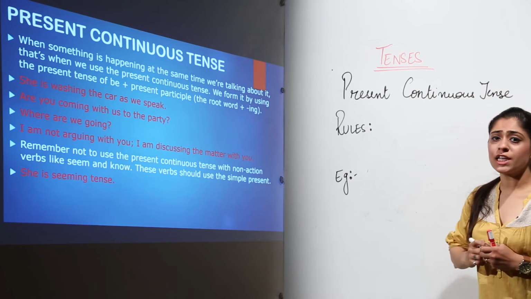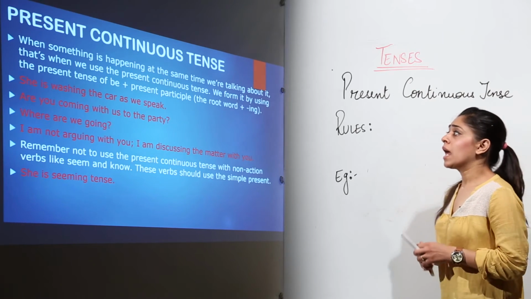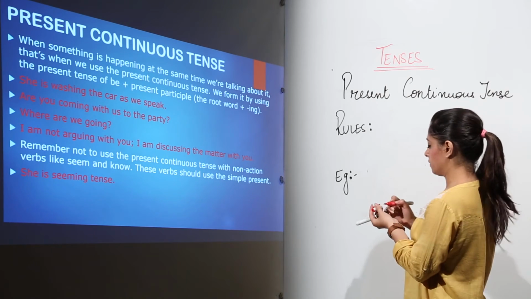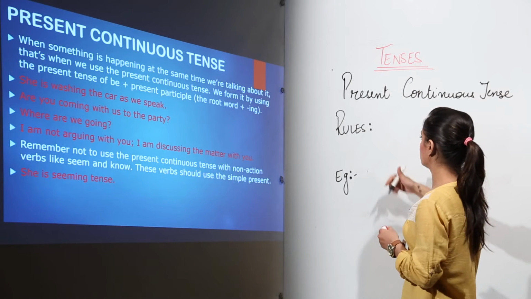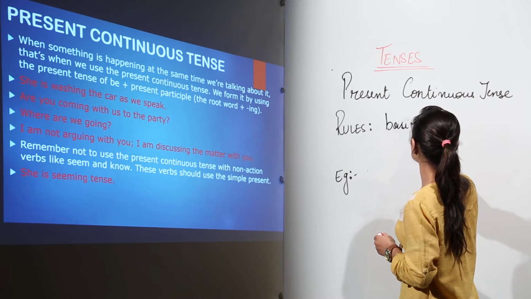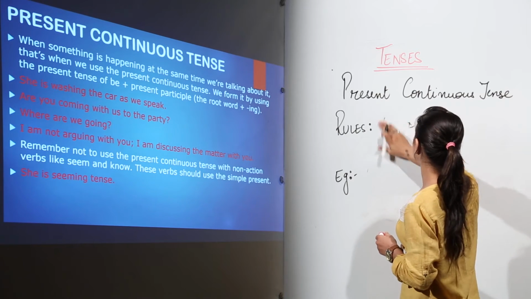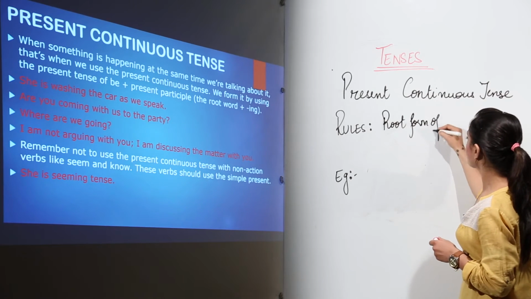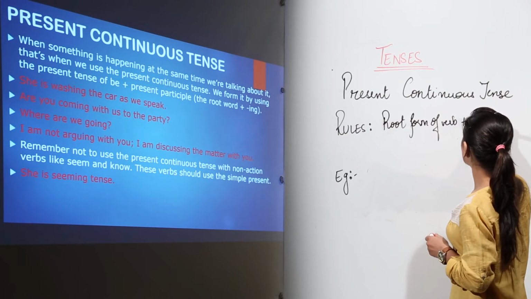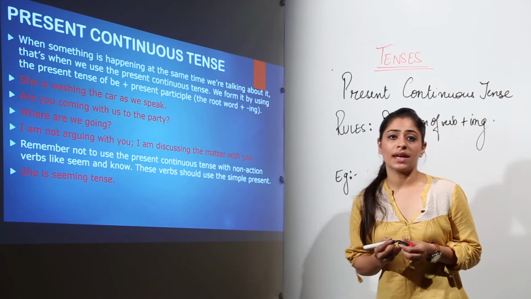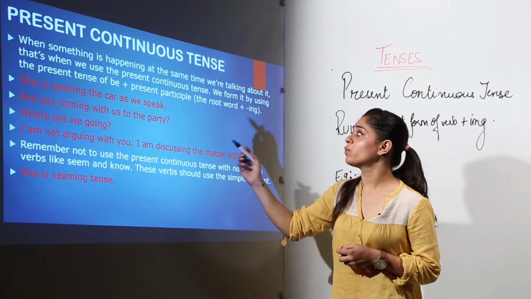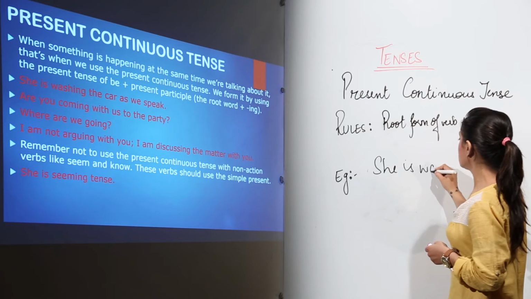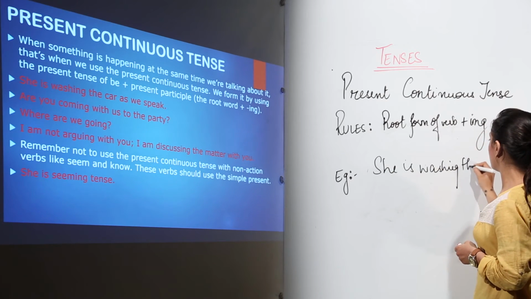Now, for present continuous tense, the rule that we use is the basic form of the verb with ing after the basic form. So we use root form of verb plus ing. Now let's look at an example from the board itself. She is washing the car as we speak. She is washing the car.